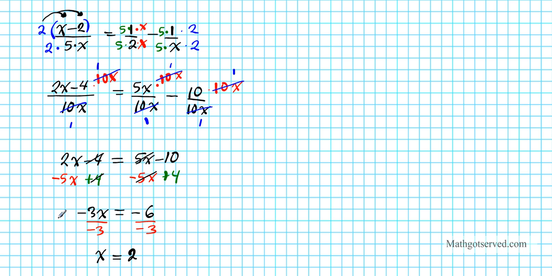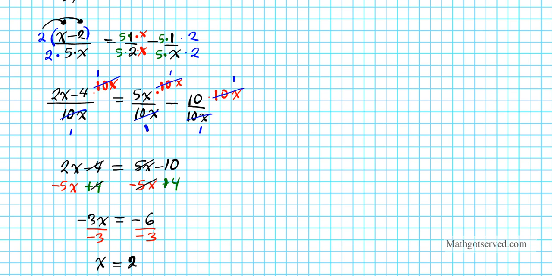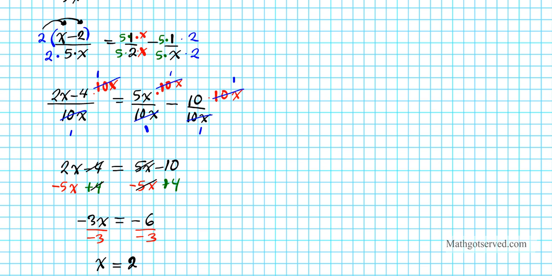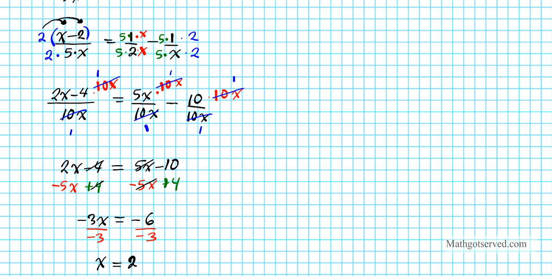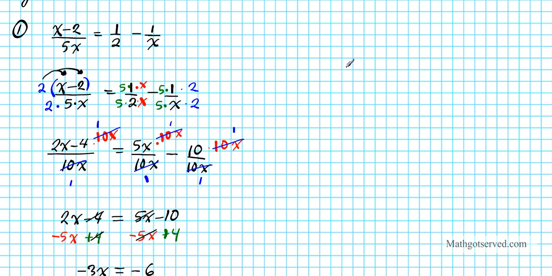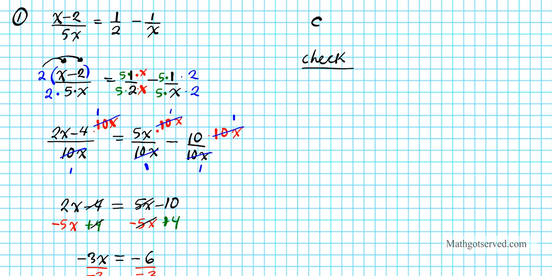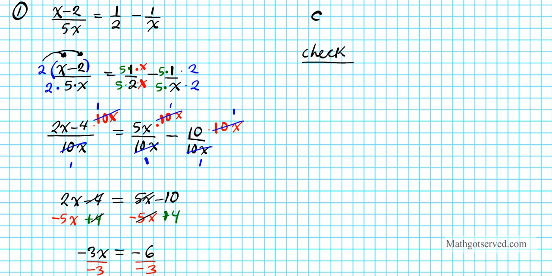Okay, now is our answer correct? We have to do a check. We have to plug in 2 into the original problem to see if we are right or wrong. Okay, all right, now let's go ahead and do a check. I'll show you that here. We're testing x equals 2. So let's test x equals 2. So we're going to plug 2 into the original problem.